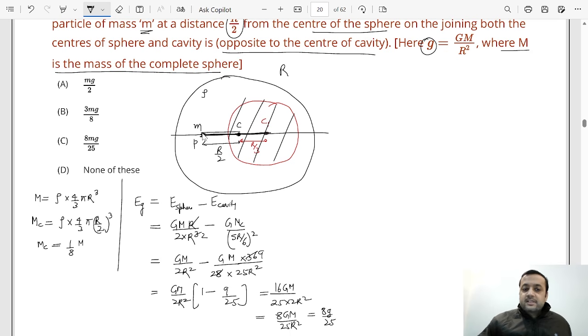So this is the net field, guys. That means the force on the particle will be gravity, which is 8g by 25, into the mass, so 8mg by 25. Option C will be the correct one. I hope you have understood.